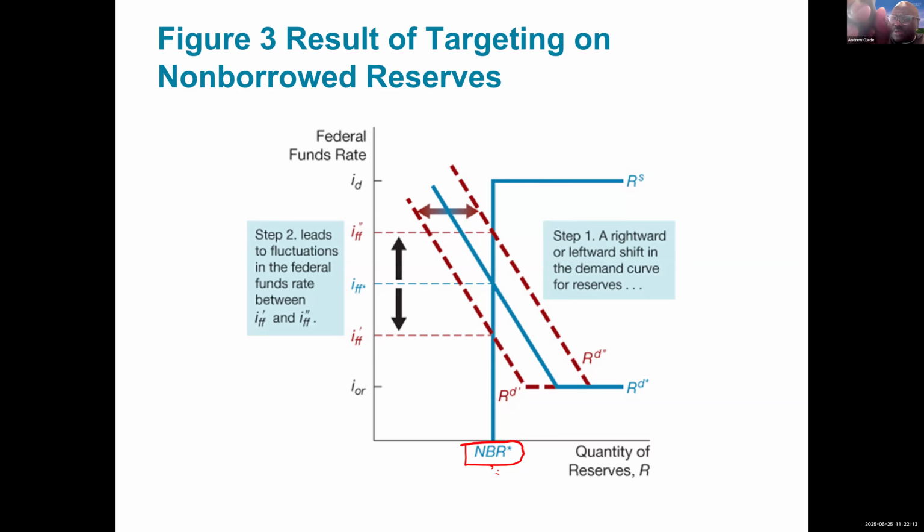So if you set a target on non-borrowed reserves, you're not going to be able to control the federal funds rate. You cannot. In other words, you cannot set a target on non-borrowed reserves and set a target on the federal funds rate. Let me show you what happens.